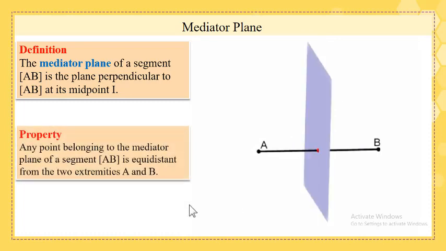Property. Any point belonging to the mediator plane of a segment AB is equidistant from the two extremities A and B. As you can see, all these points belonging to the mediator plane have the same distance from both A and B.